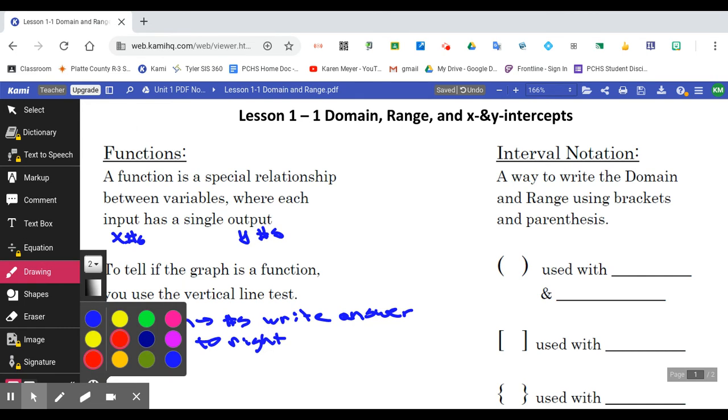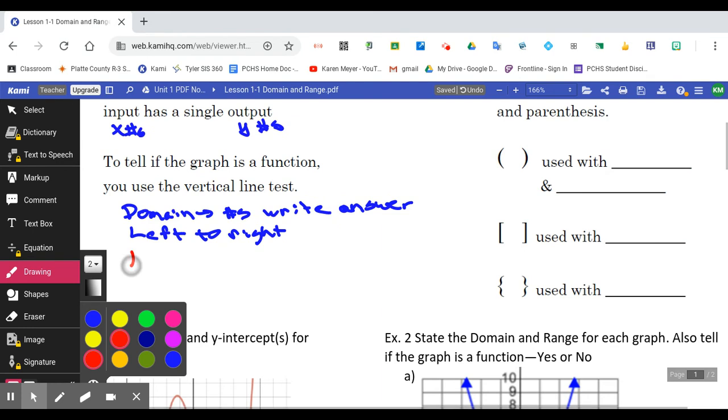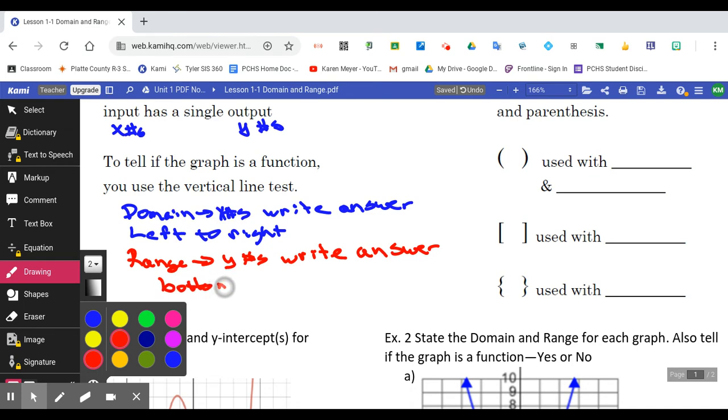And then our output is considered the same thing as range. So range is the y numbers. And we're going to write our answer from the bottom of the graph to the top of the graph.